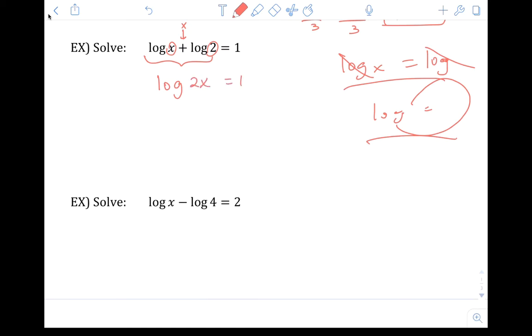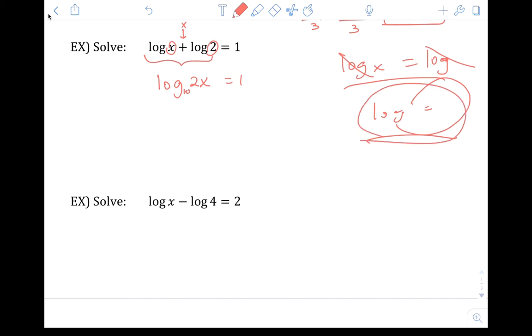There it is. I also want to remind you that when you don't see a base, it's the common logarithm, it's 10. So clearly we have the second option.